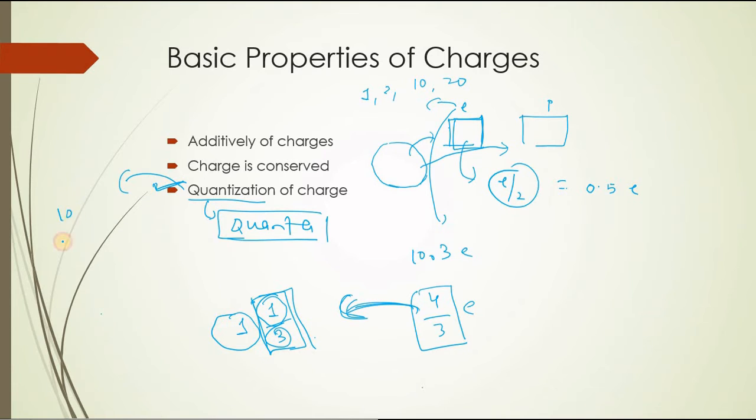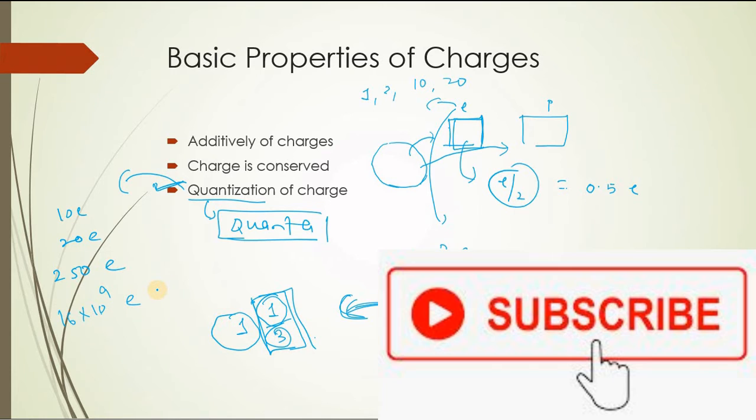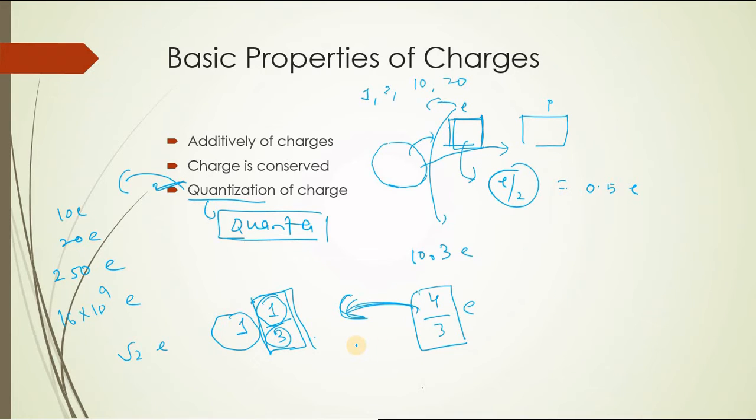So you will have 10 electrons, 20 electrons, 250 electrons, let's suppose 1600, 16 into 10 to the power 19, anything it can be, but it will not be like root 2 electrons. There is no value of this. 4/3, 5/3, this kind of example will not exist in the case of electrons. So that is what we have to remember. That is the meaning of quantization of the charge.